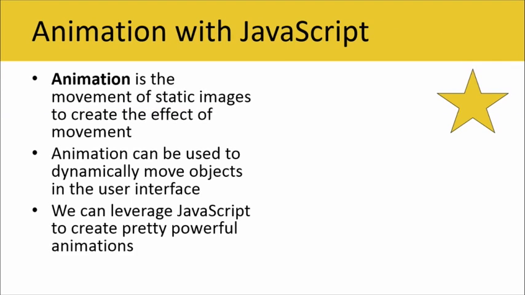All right. Animation, of course, is the movement of static images to create the effect of movement. And animation can be used dynamically to move objects in the user interface. We leverage JavaScript to create pretty powerful animations. And like I said, I'm not going to show you a demo, but you do know that we can access individual elements using JavaScript now. And so getting them to perform actions and perform animations should actually be a pretty quick and easy thing.